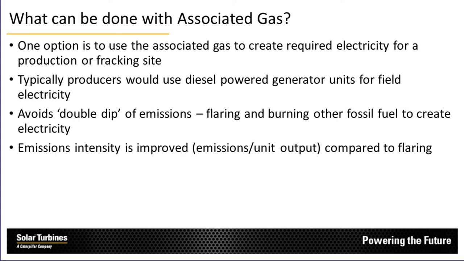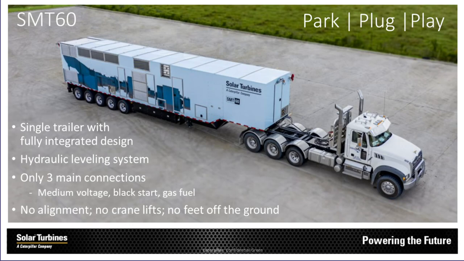So the term that's used very often is emissions intensity. And what that is, is the emissions for the unit output compared to flaring. If you flare, you're just burning it off, and there's no use of that energy. It goes off into the atmosphere as CO2. If you burn this product that's coming out of the ground and do something with it, that is the improvement you're getting. You're getting something out of burning that gas that you would otherwise just burn off and do nothing with, right?